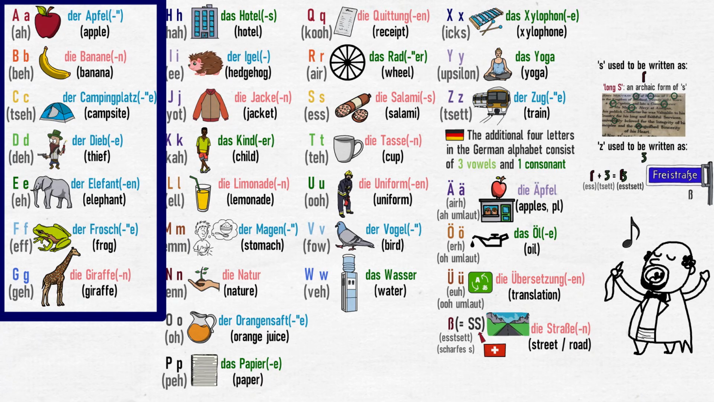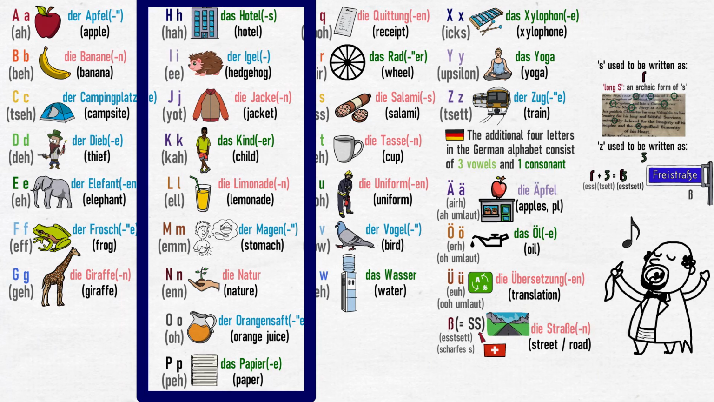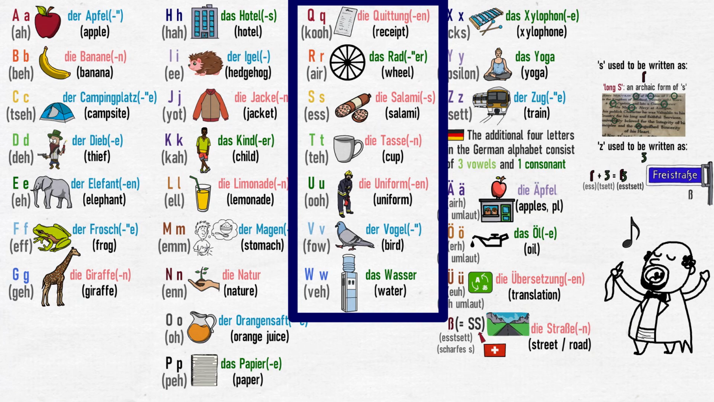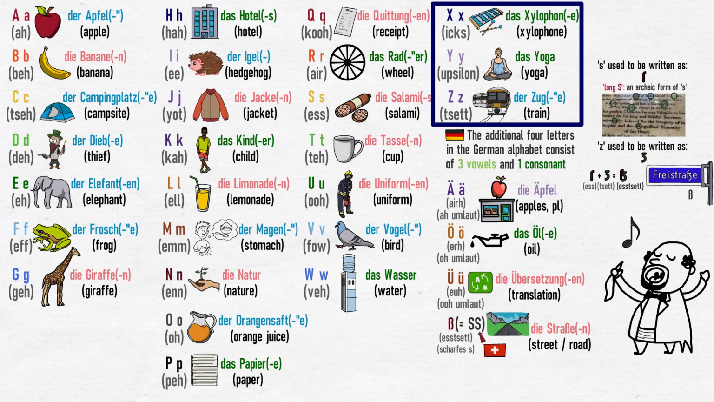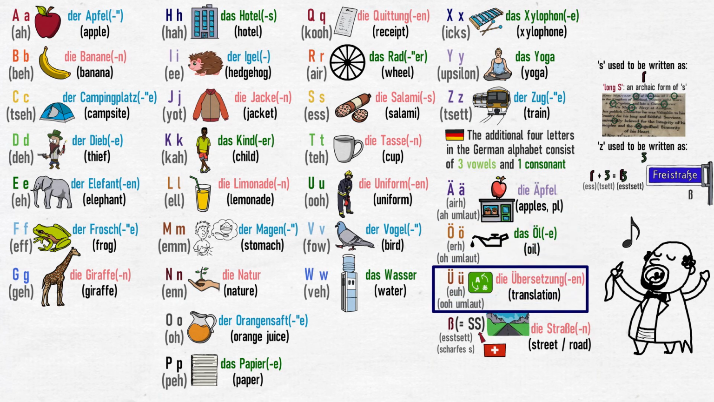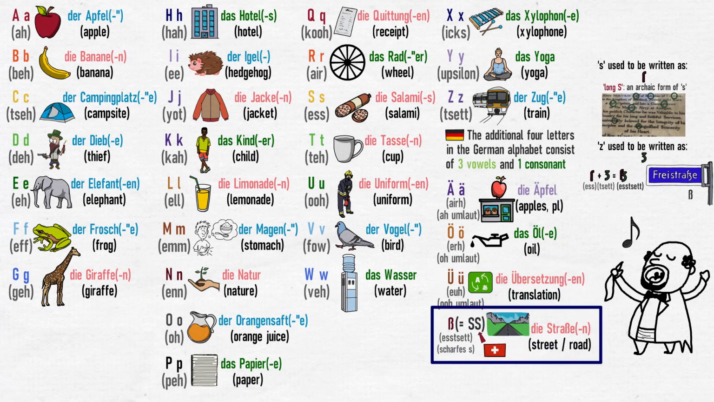A, B, C, D, E, F, G, H, I, J, K, L, M, N, O, P, Q, R, S, T, U, V, W, X, Y, Z. A Umlaut, O Umlaut, U Umlaut, SZ.